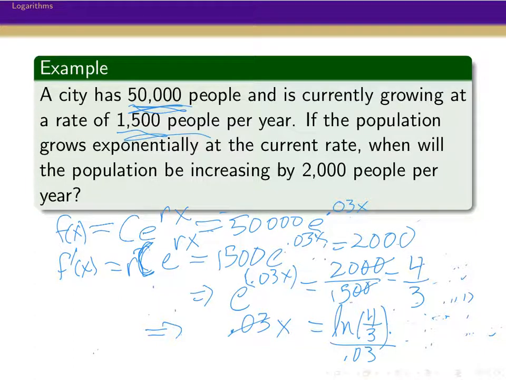And plugging this into our calculator, natural log of 4/3 divided by 0.03, I get that this is about 9.59. So a little bit more than 9.5 years. Okay, so the answer here is 9.59 years.